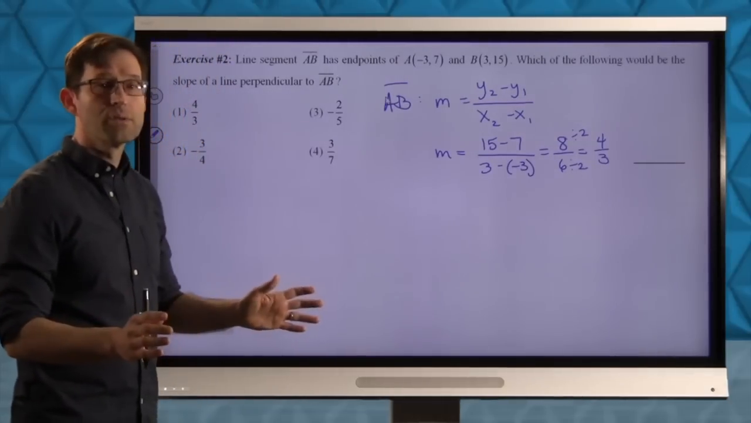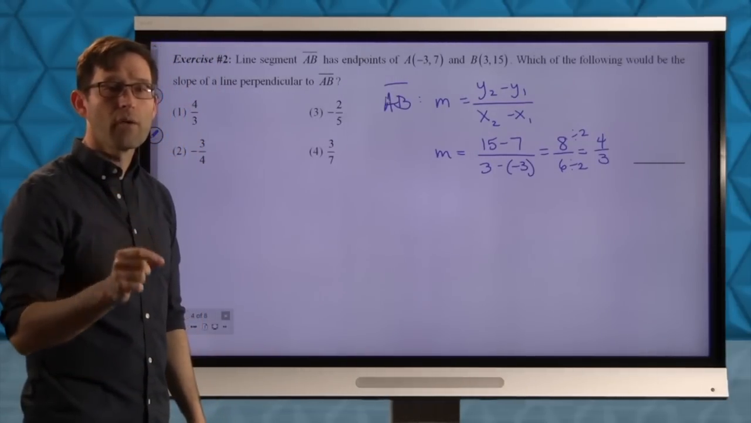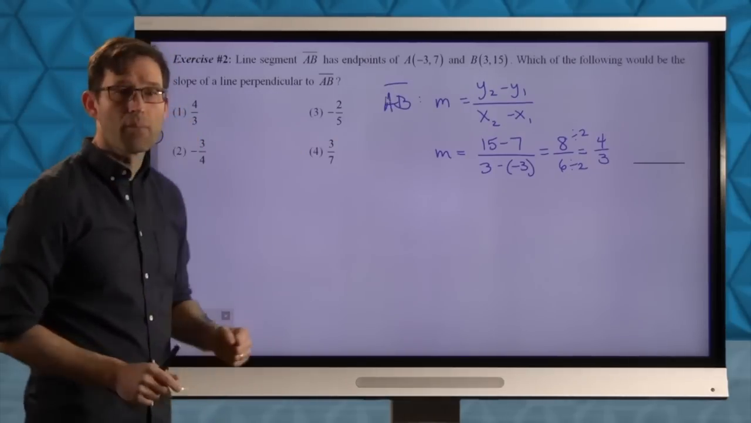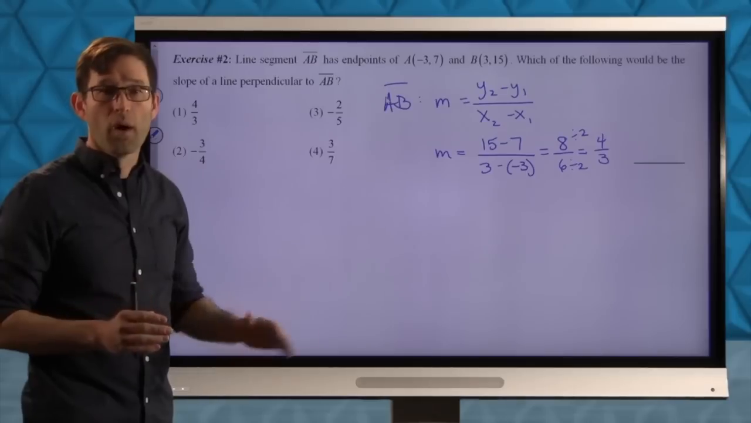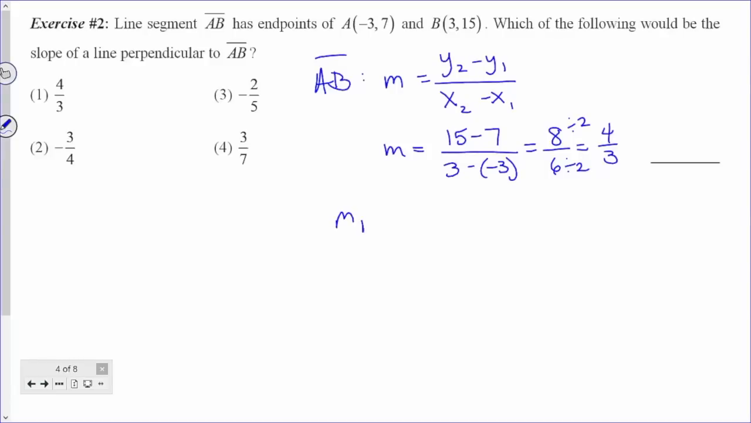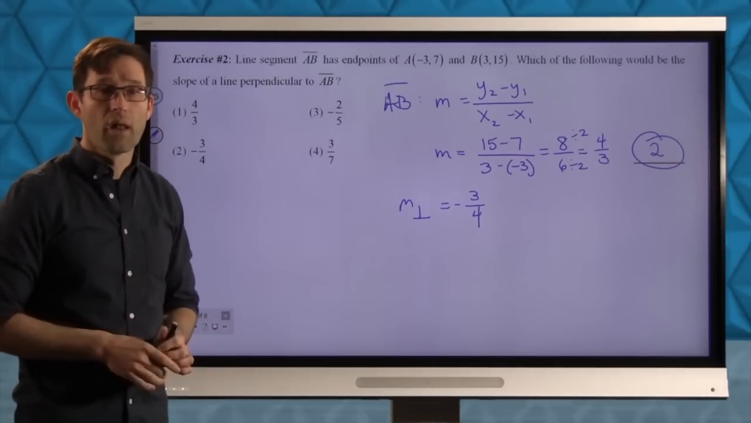Now, as always, if you're doing a multiple choice question, be very, very careful about getting a result and thinking, I'm done. Hey, I got 4/3, the answer is number 1. But the answer is not number 1. That's the slope of AB. But the slope of a line segment perpendicular to AB would be the reciprocal of 4/3, which is 3/4, and the negative reciprocal. So that's choice 2.